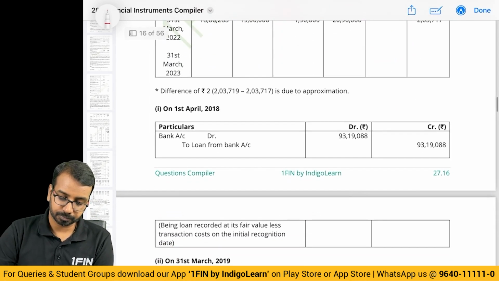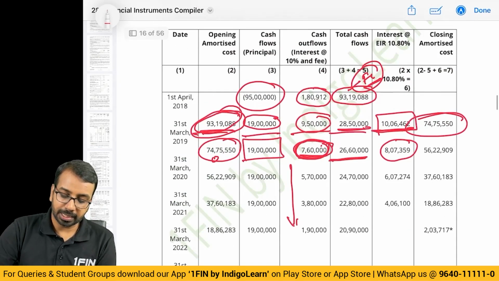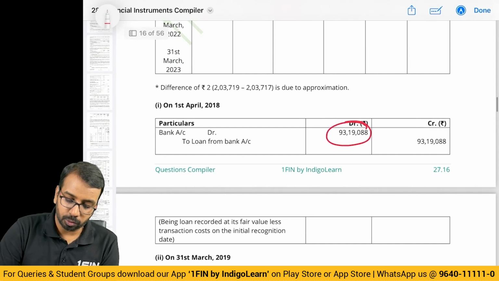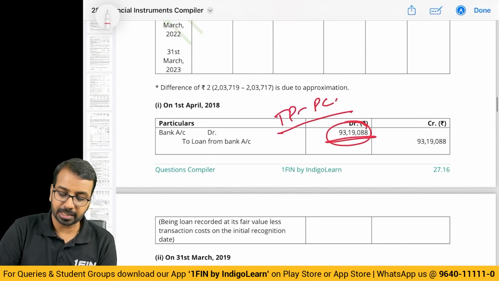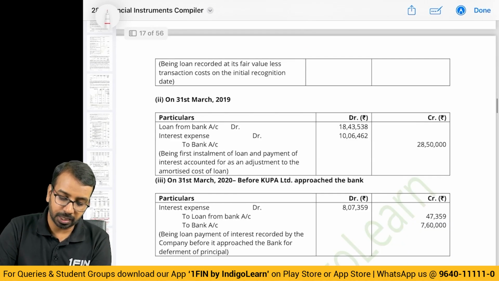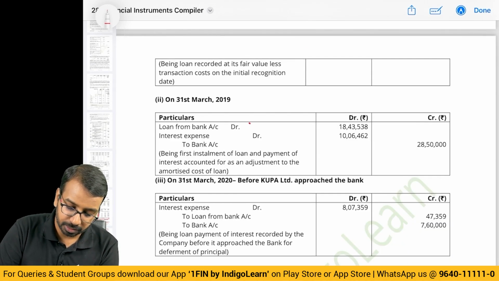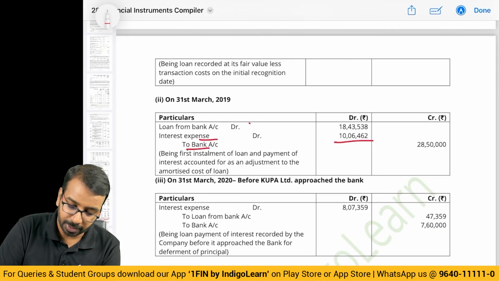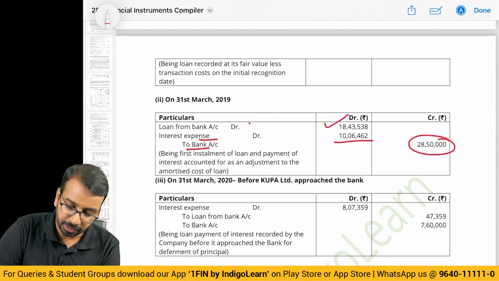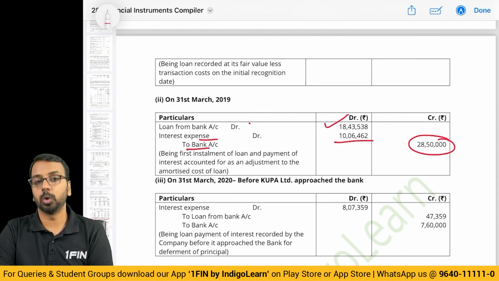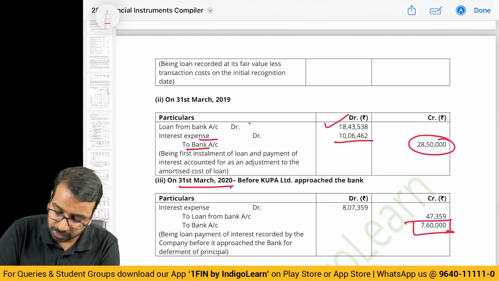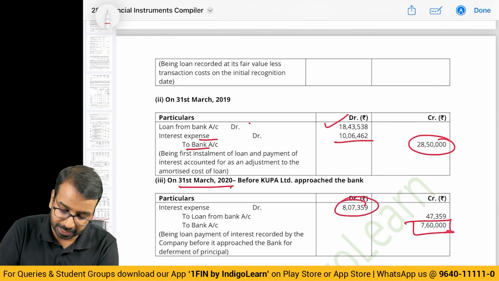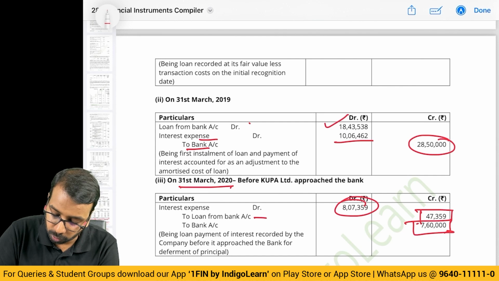Okay. Now, at the beginning, you will debit bank account with transaction price minus processing charges, 93,19,000. Then on 31st March, interest expense booked, payment to bank 28,50,000 and the balance amount will be debited to loan account. Okay. Then on 31st March, you have paid 7,60,000 as interest. Your interest expense is 8,07,000. The difference will be credited to the loan account.